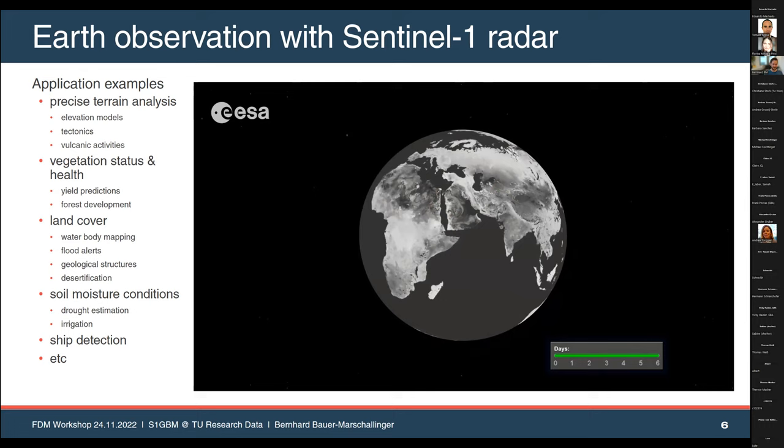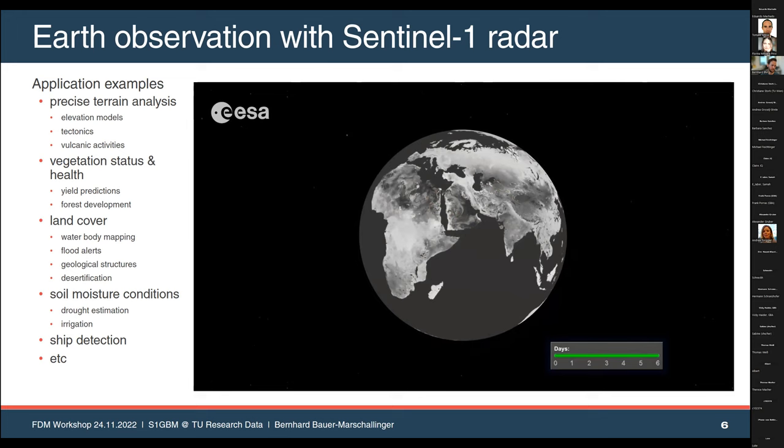Desertification and soil developments you can measure with the system. Soil moisture is a big topic in our group. So we work towards drought estimation and measure how much irrigation in the agricultural field is done. Ship detection is another thing and many more.